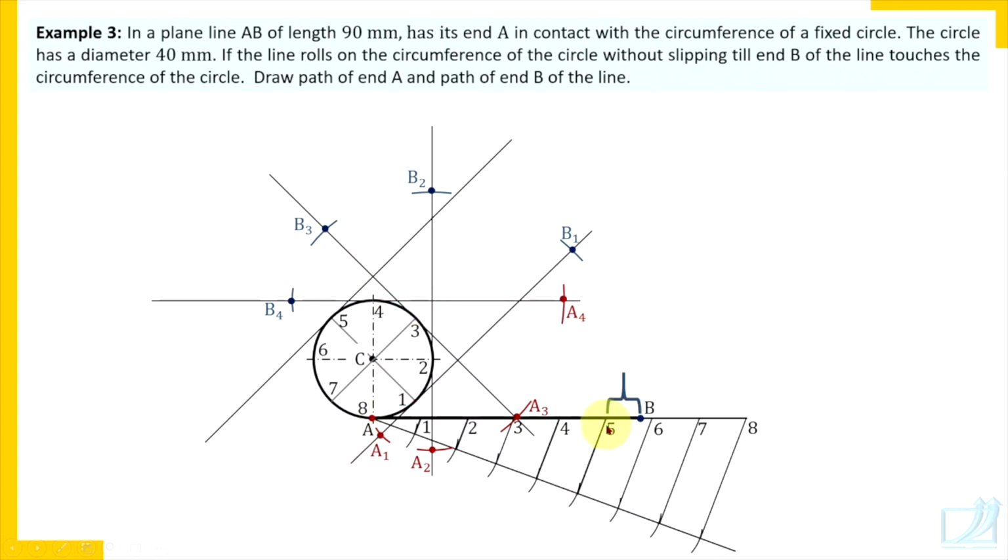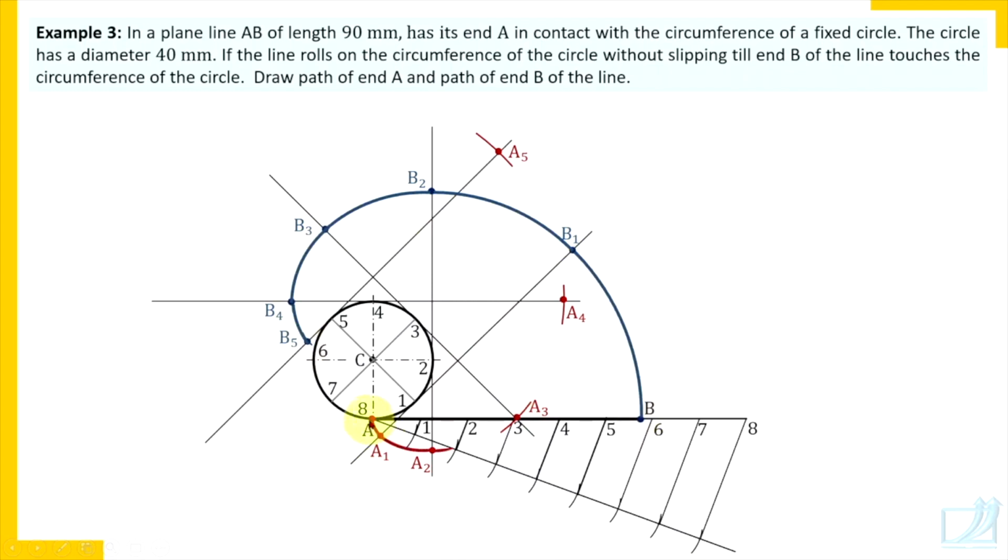Take distance 5B in compass, and from point 5 cut the fifth tangent for B5. Now point B is very close to the circumference of the circle. Now take distance 5A in compass, and the same fifth tangent on the other side you cut it. Now join these points, check here. So from point B, here point B starts and moves along this path. Up to B5 we have completed the curve.